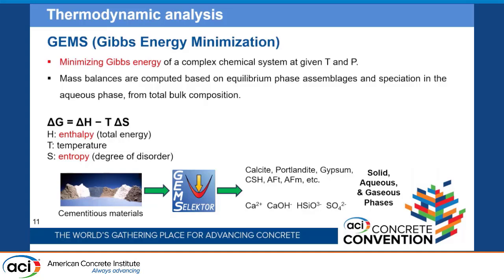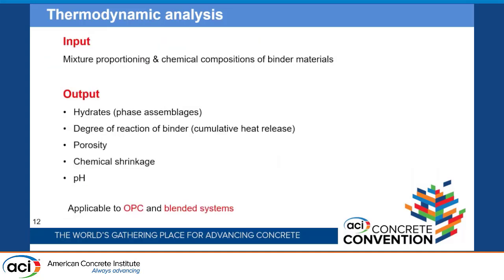For this thermodynamic analysis, we needed to introduce the mixture proportioning as well as the chemical composition of the binders obtained from XRD into the software and get the different phases, solid, aqueous, and gaseous phases, as the output. Other outputs were hydrates or phase assemblage, degree of reaction of the binder, porosity, chemical shrinkage, and pH of the system. GEMS is applicable to both plain binder systems, OPC, or blended binder systems.